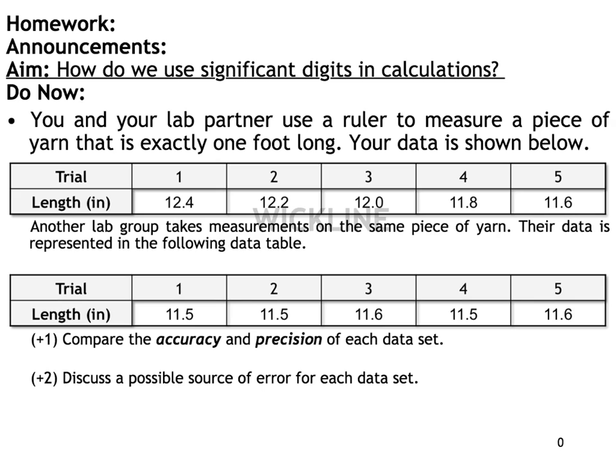If the goal is to figure out the accuracy and precision of each data set, you can think about accuracy as an average measurement. If you average up all these numbers, 12.4, 12.2, 12, 11.8, and 11.6, you will find that they average out to 12. 12 is right there in the middle. So since it averages to 12, it's actually pretty accurate.